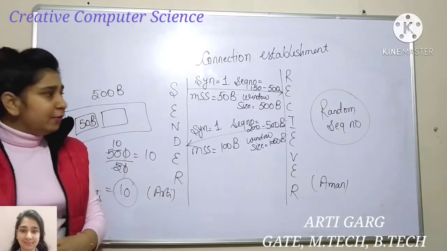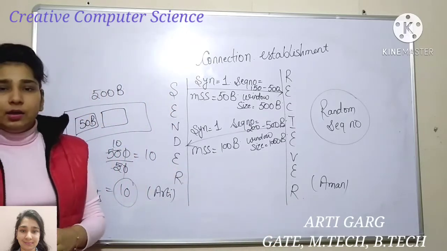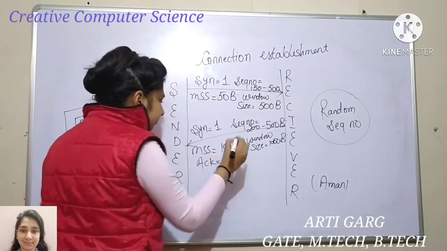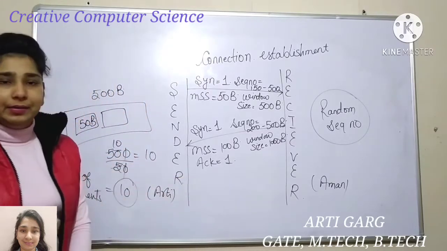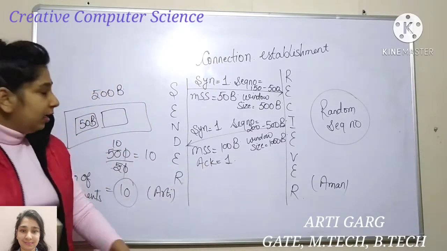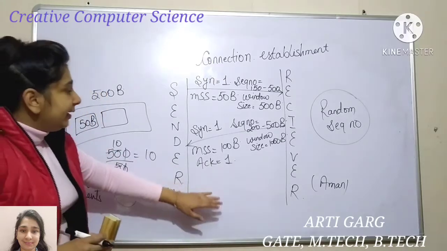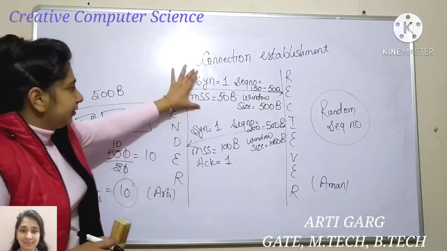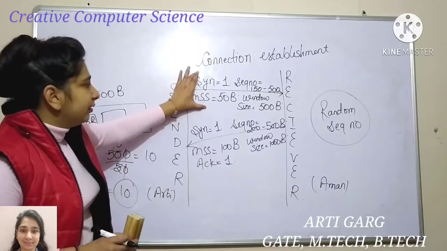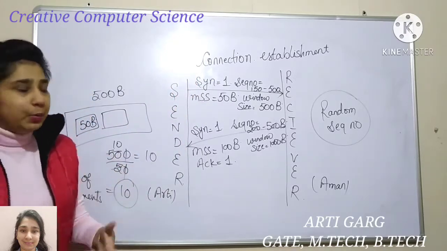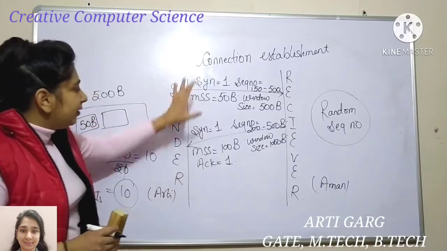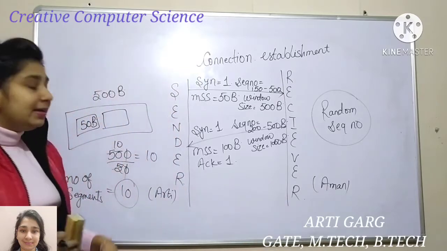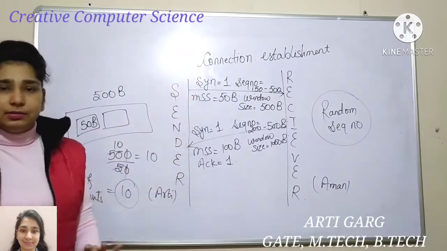Okay, and what other information will the receiver send to the sender? That acknowledgement is equal to 1. Acknowledgement equal to 1 means the receiver is saying to the sender that I have received your TCP header.